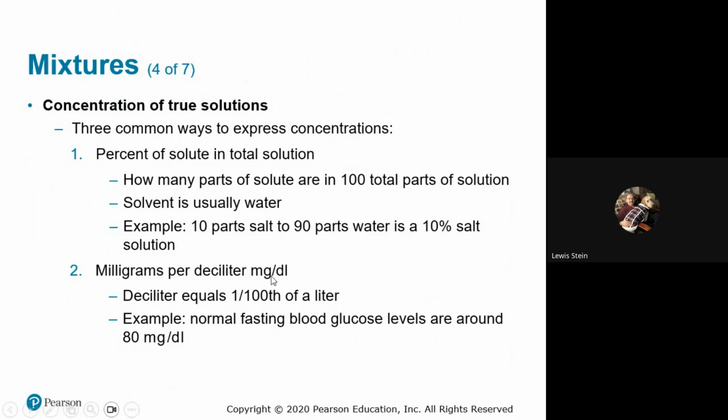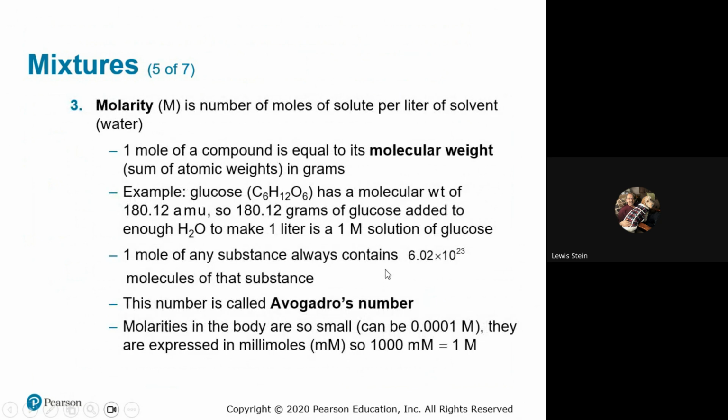We call it deciliter, a fancy term for 100 milliliters. So you should be familiar with that. For example, normal fasting blood glucose levels, I'll buy 80 milligrams per deciliter. But milligram percent is an easy way to say it. We're not going to do that.